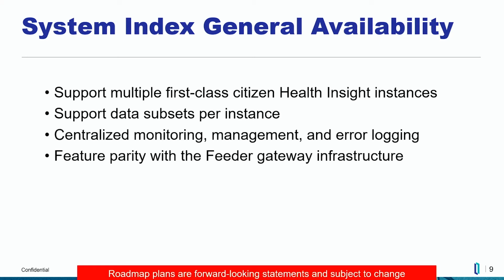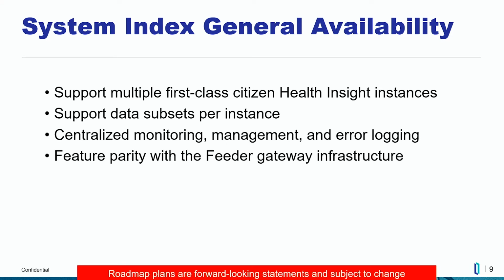So again, the top one on our list is this System Index general availability. Like I mentioned before, System Index is going to be a major improvement to the data feed architecture for Health Insight. It's a more elegant and straightforward solution and way of doing it. It's also faster, and it opens up some exciting new capabilities. My favorite of these new capabilities is being able to support multiple Health Insight instances, but each one a sort of first-class Health Insight instance.